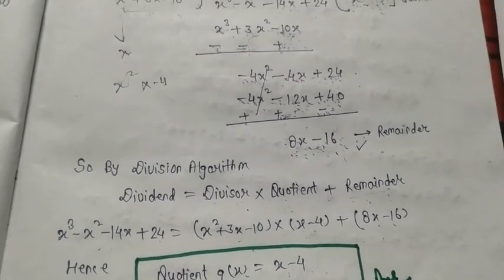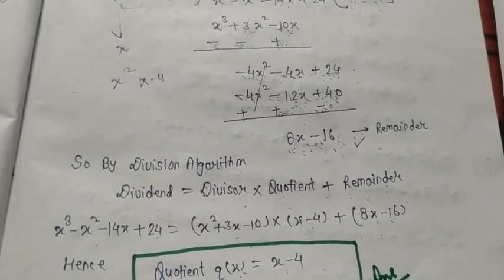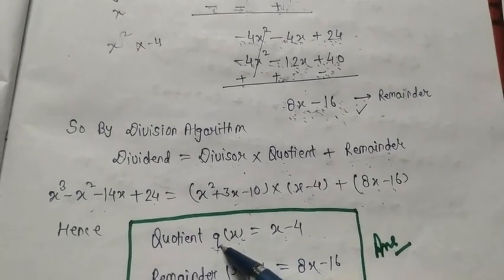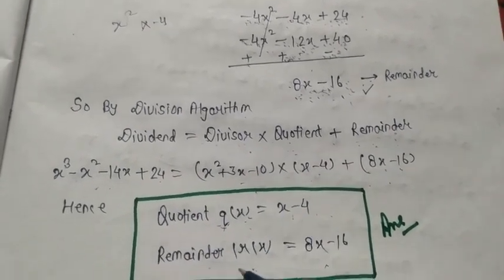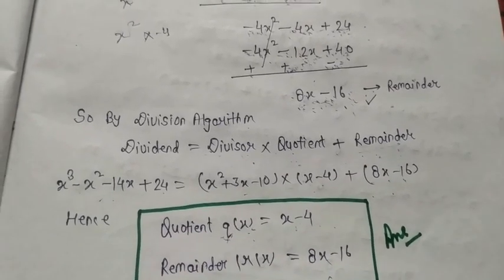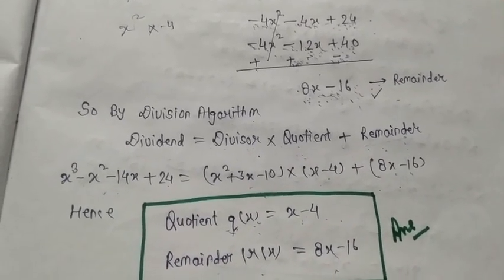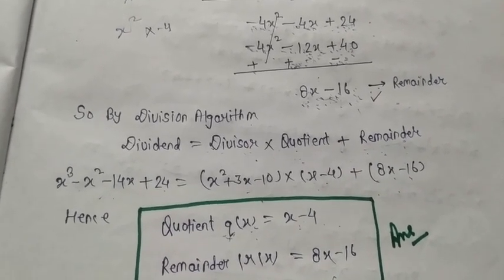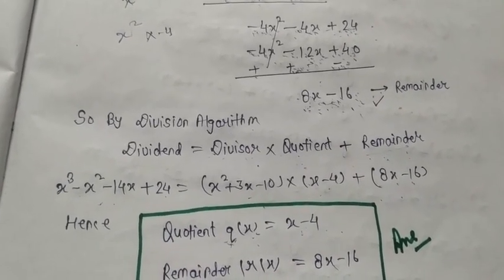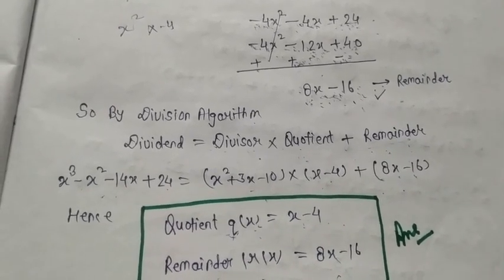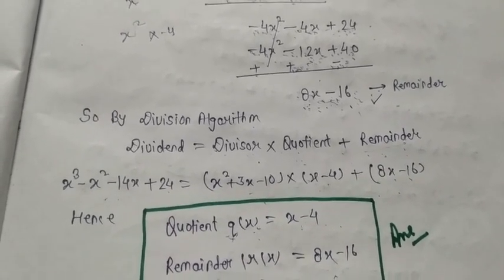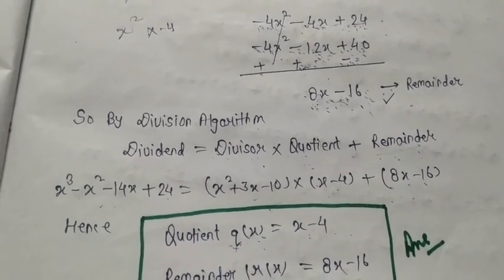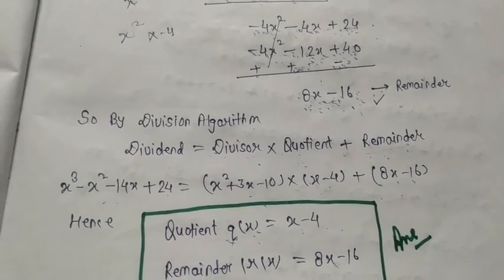Quotient we got x minus 4, and remainder we also got 8x minus 16. So in this question, the quotient q(x) is equal to x minus 4 and the remainder r(x) is equal to 8x minus 16. So in this way, you can divide any polynomial by another polynomial, and after that you can also get the quotient and remainder. So students, whatever questions are based on this topic, you can solve easily by this method.